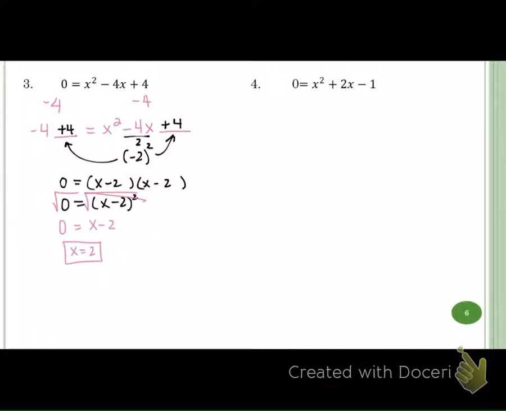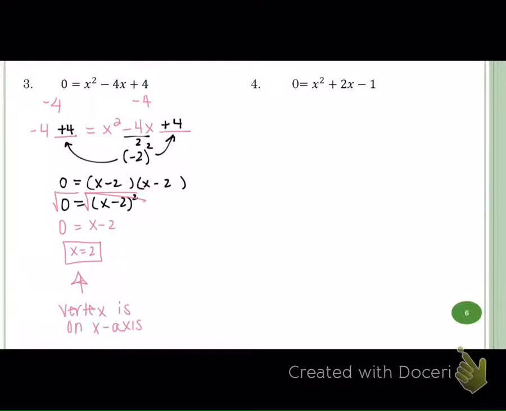What does this mean for us? Why is there only one solution? What starts on the x-axis? Vertex. The vertex is on the x-axis. That is why there's only one solution.